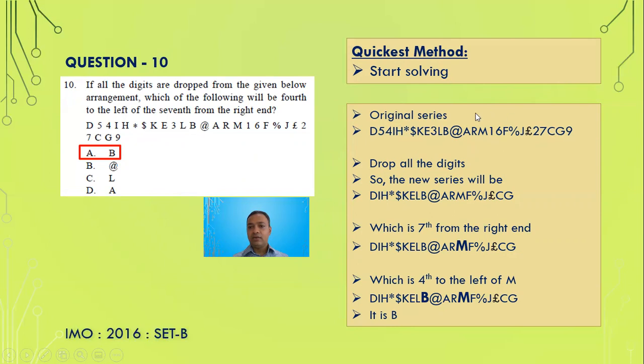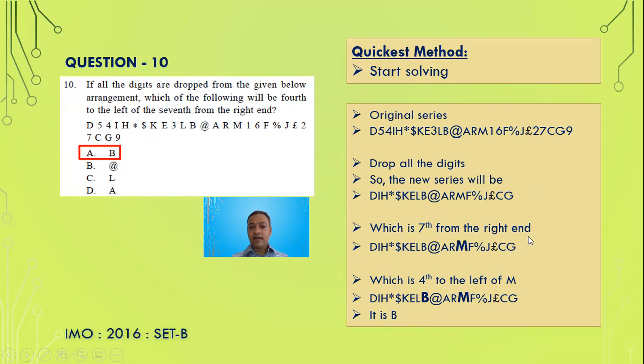So once you delete all these digits, what is the new series? The new series is this. And then you have to start from this. Which of the following will be 4th to the left of the 7th from the right? So first you have to calculate what is the 7th from the right hand.